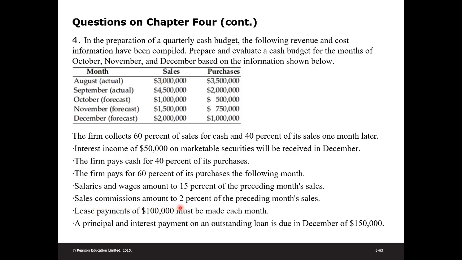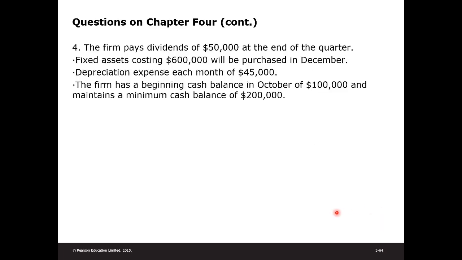Sales commissions amount to 2% of the preceding month's sales, also, which means that the sales commission of September will be 2% of the August sales figure, which is the 3 million, and so on. Then we have a lease payment of 100,000 that must be paid each month regularly. A principal and interest payment on an outstanding loan is due in December of 150,000, which is a one payment. Okay, let's see the rest of the information.